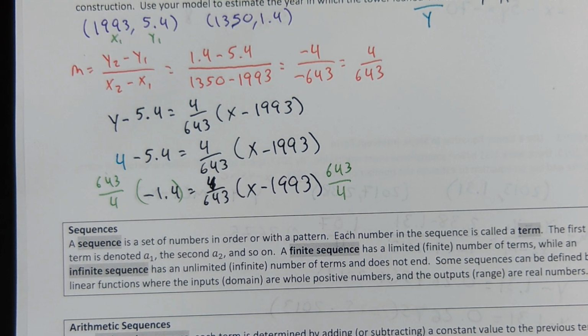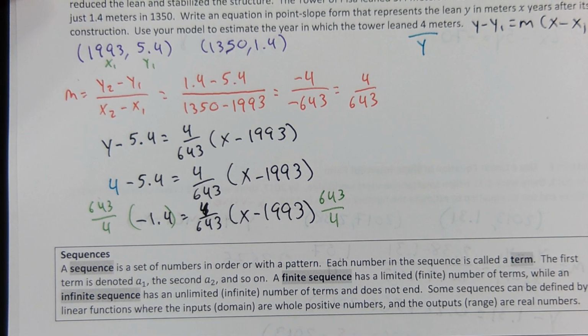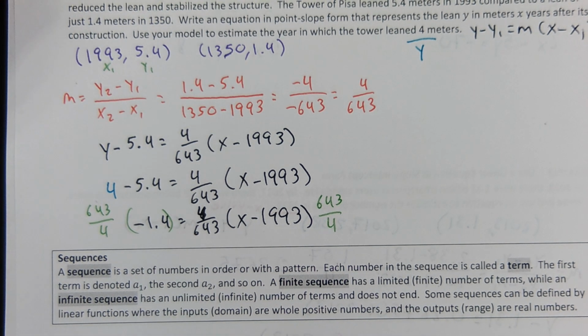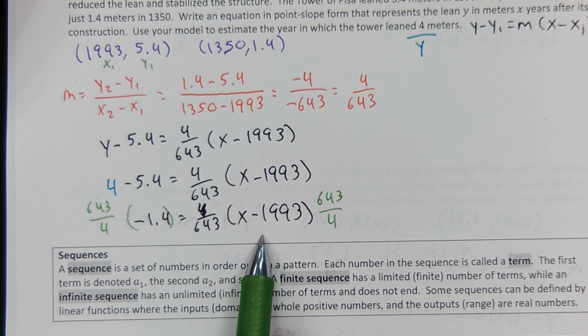Yes, Jake? Wait, why do you add? Or like, how does the 4 go to the 5.4? No, like, how'd you get rid of the 4? I just subtracted 4 minus 5.4. It's negative 1.4. I didn't get the 4 off the fraction. It's right there. I'm trying to solve for x. What happened? Is everything okay? Yeah. Okay.